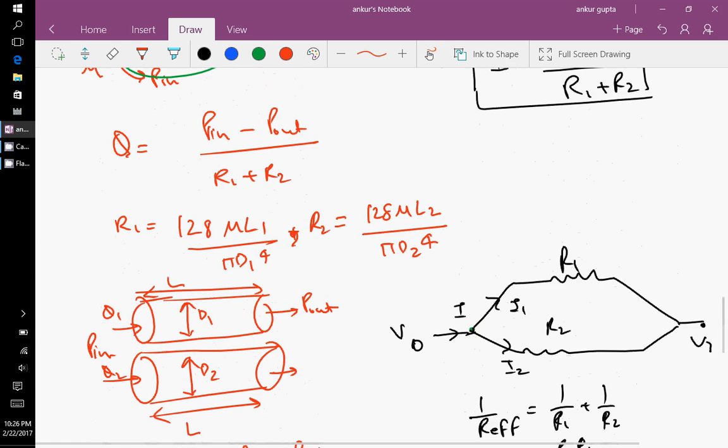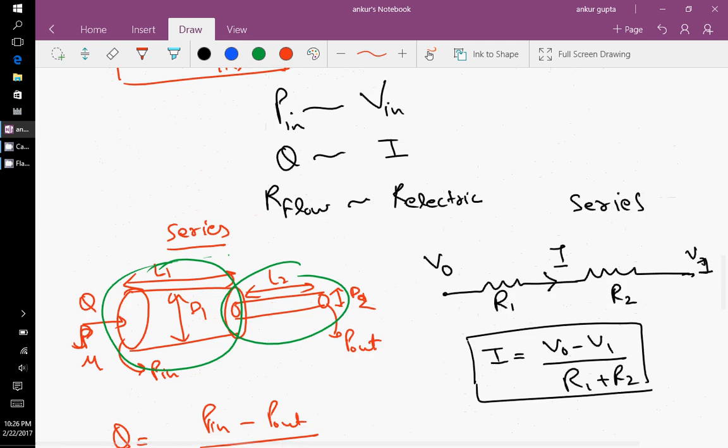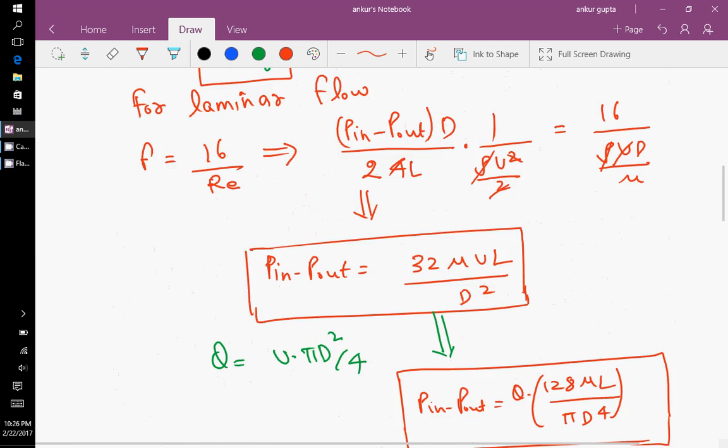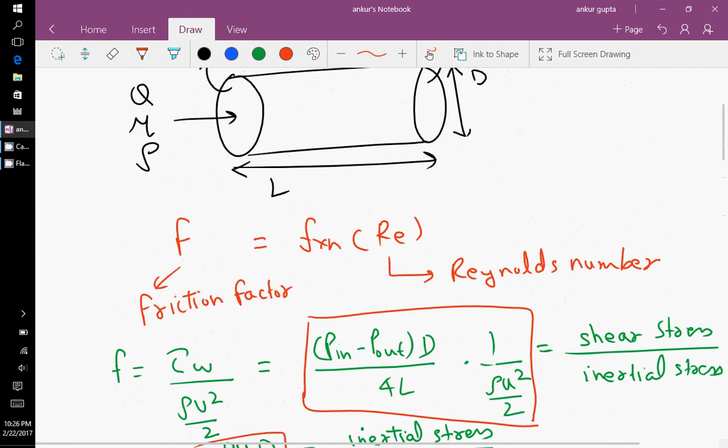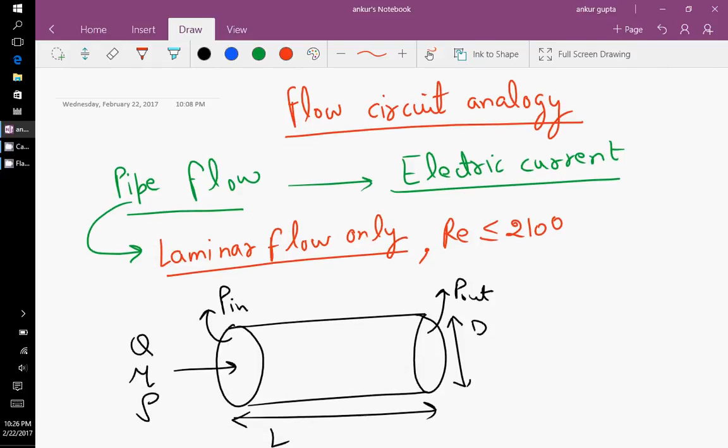So I hope you could see the usefulness of the analogous relations between pipe flow and electric circuit, and now we will be doing one problem. In the next video we will actually be using what we have learned here to solve the problem.